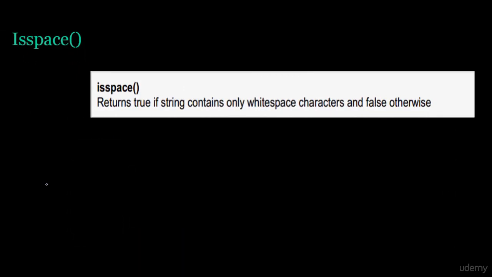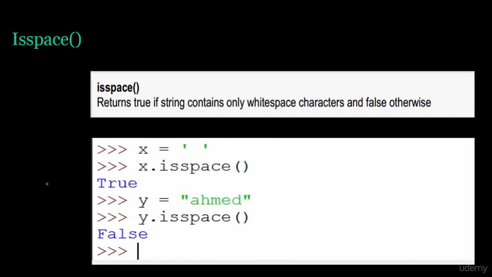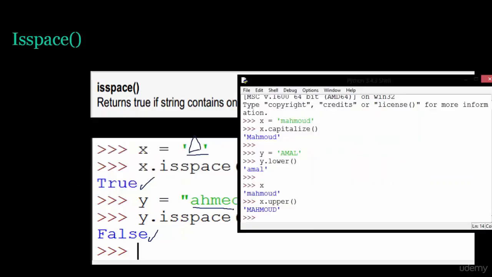The isspace method returns true if a string contains only space characters and false otherwise. Okay. If you look here, if I type x equal to a space, and I check x dot isspace, this will give us true because this is a space here. But if I type y equal to Ahmed, then I check y dot isspace, this will give us false because this is a string here, not a space.